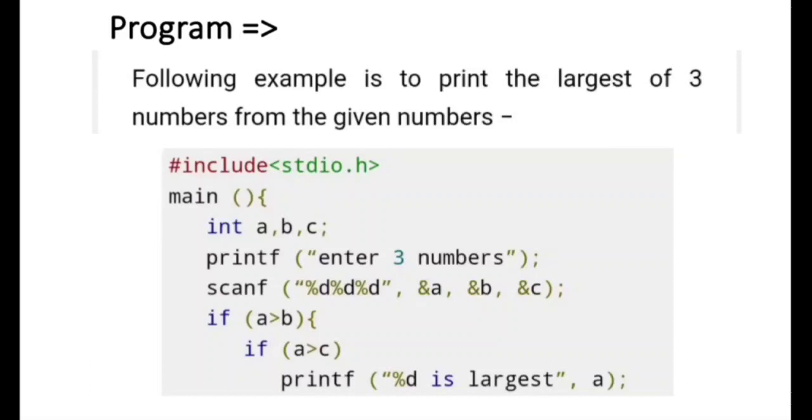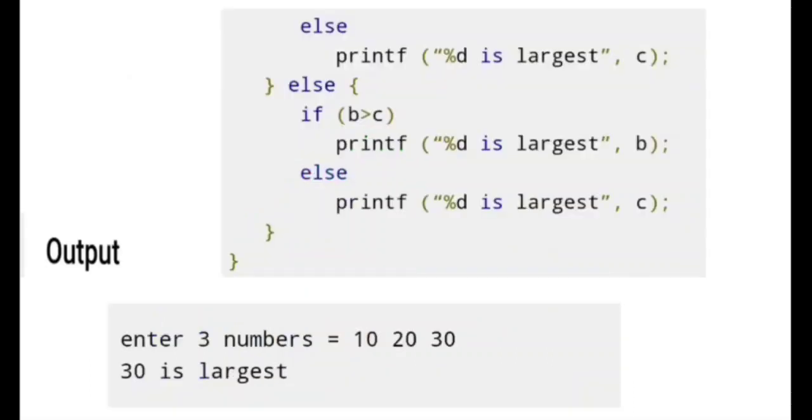So if a is greater than b, after the if statement we are going to open flower braces, and then in that we are going to write one more if condition, if a greater than c, printf("%d is largest", a); and we are going to close this by a semicolon. And next we are going to write the else block, else printf("%d is largest", c).